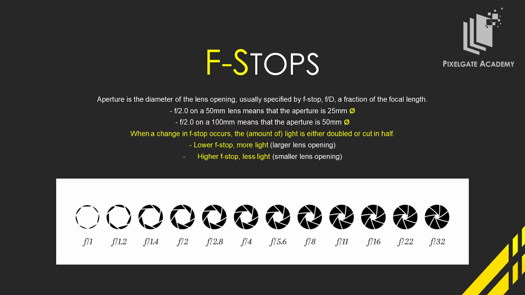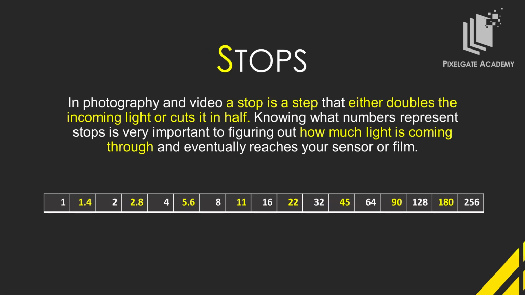So here's a small graphic for reference, just to give you a little bit of imagination how that's going to look. The f-numbers are the f-stops, it's the same thing. In photography and video, a stop is basically a step that either doubles incoming light or cuts it in half. So knowing what numbers represent what stops is very important to figure out how much light is coming through and eventually reaches your sensor or film.